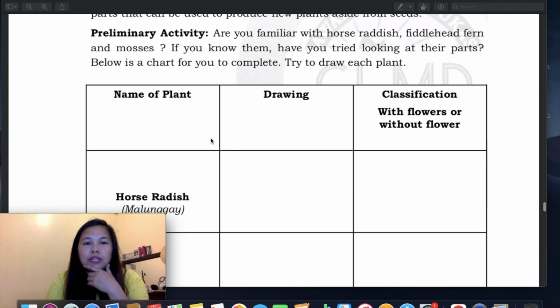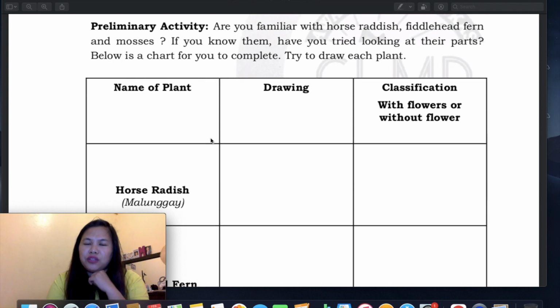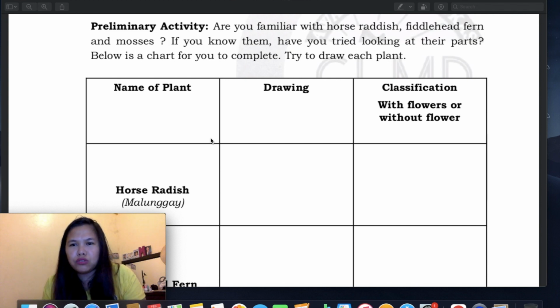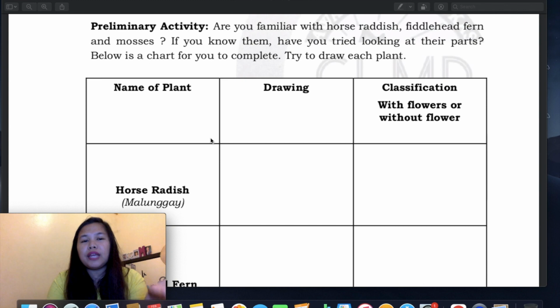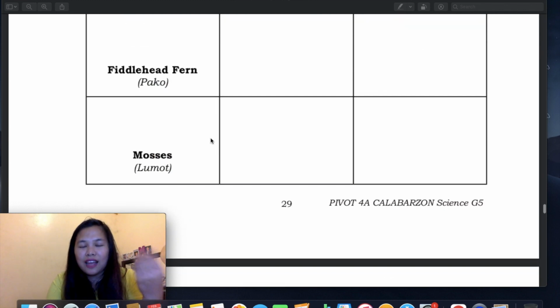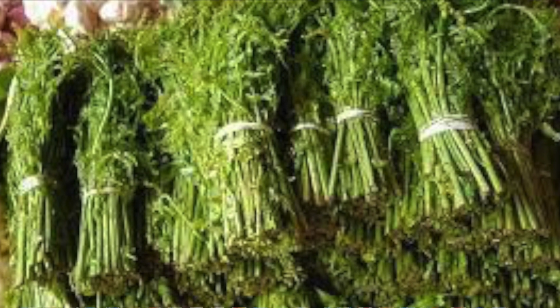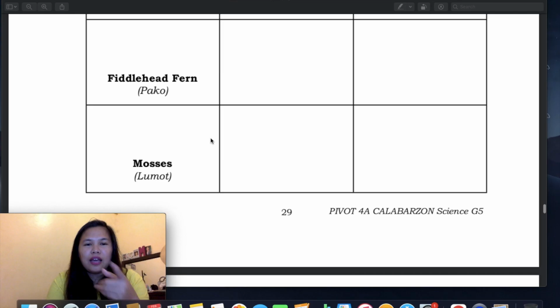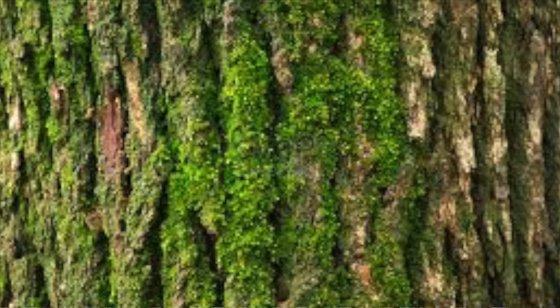So, I know naman ngayon, guys, matalino naman kayo eh. Kasi, pag meron tayong very uncommon term, yung bagong word na nalalaman natin, punta tayo agad kay Daddy Google. Mabilis na. Type lang natin siya, fiddlehead fern. So, don't worry guys, kasi nandito na yung Tagalog term ng mga plant na yon. Okay. Si horseradish ay malunggay or the moringa. And fiddlehead fern, yung pako. Favorite ko to. And mosses yung lumot. So, you have to draw.